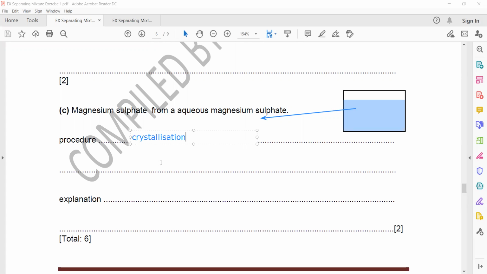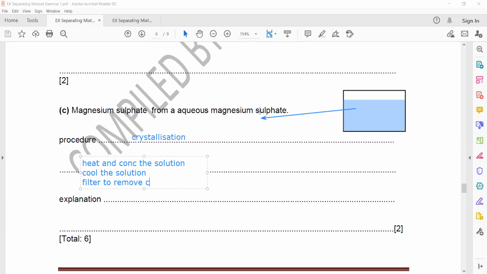Then you have to explain crystallization, what happens, and next why this process works. So use crystallization, and what will happen? Heat and concentrate the solution, then cool the solution, and then filter to remove the crystals.